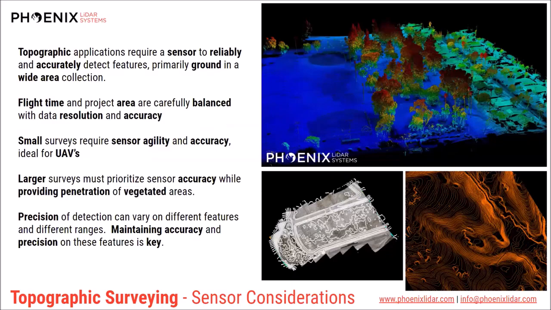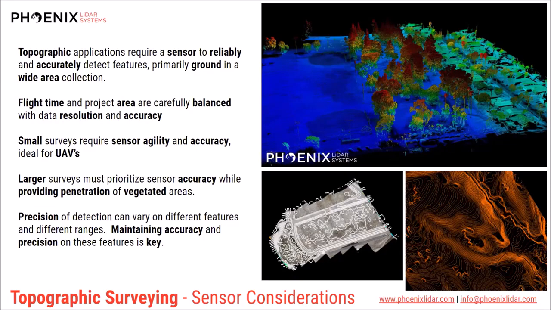So when we're thinking about a sensor for topographic surveys, reliability of accurate detections, primarily the ground, is really what we're going to be focusing on. Obviously, project area and flight time need to be balanced with this. Shorter, lower AGLs, lower heights of flight produce greater density, but you're not able to collect as much area in a given period of time.